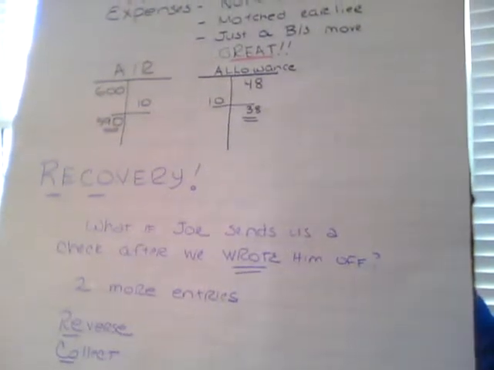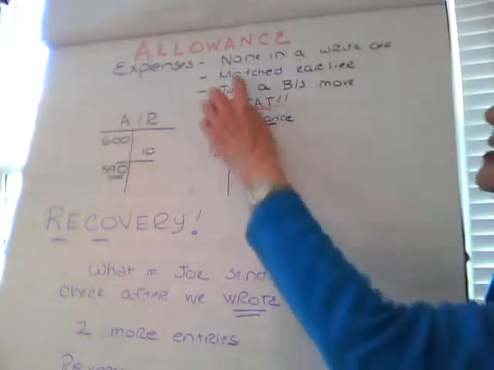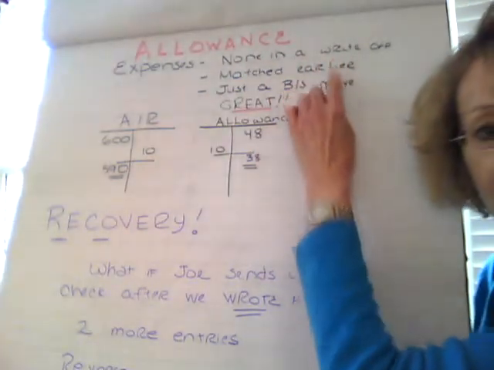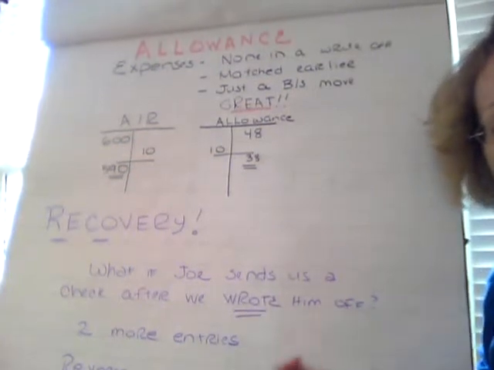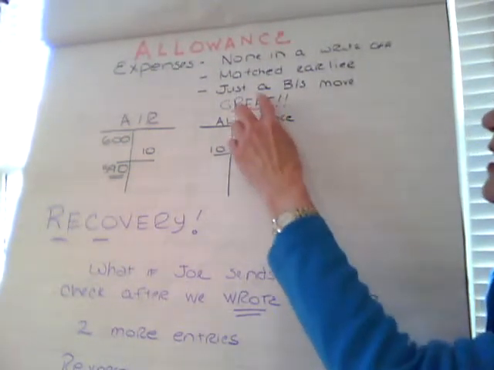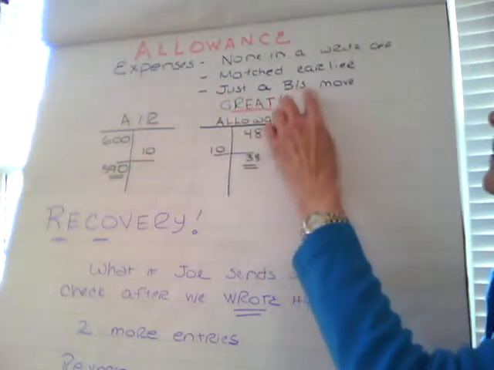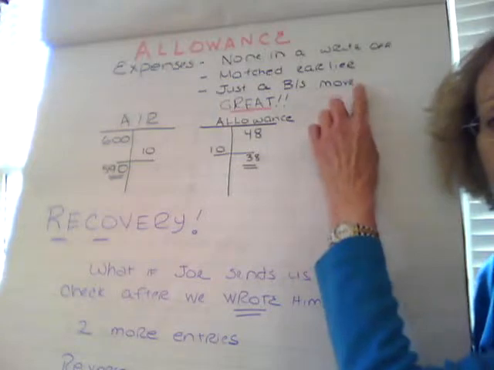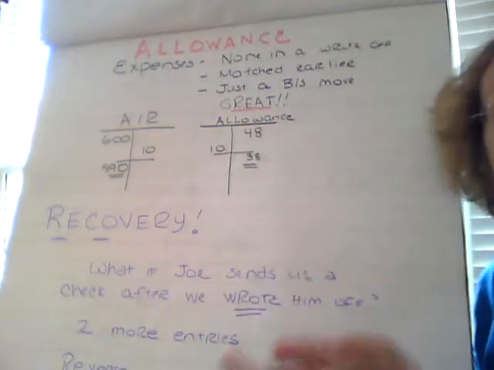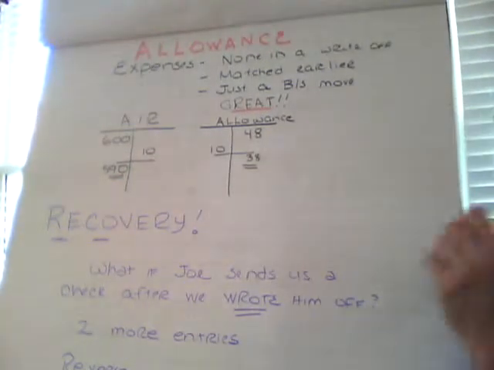So we have an allowance, and the reason we have the allowance is the expenses. No, there are none now in a write-off. So we have properly matched to another period instead of this period when we had the write-off. We matched earlier, and it's just a balance sheet move. That is so great. All we're doing is moving things from balance sheet to balance sheet, and it doesn't affect our income statement. That is fine with us.